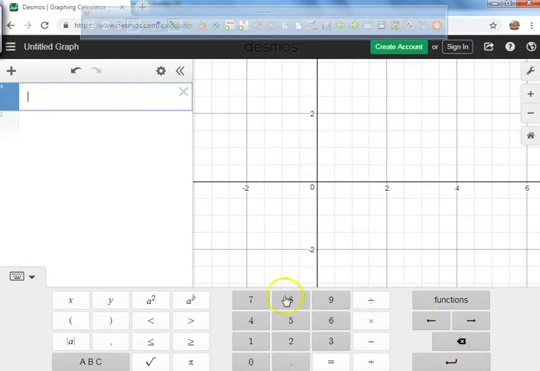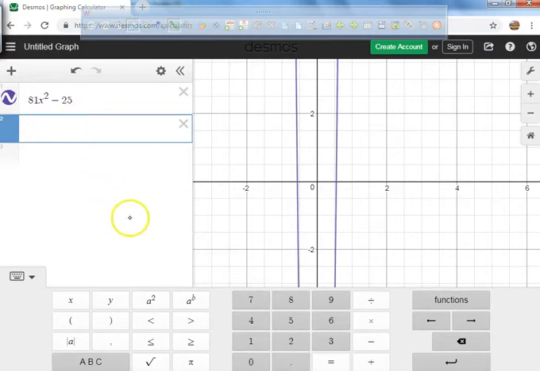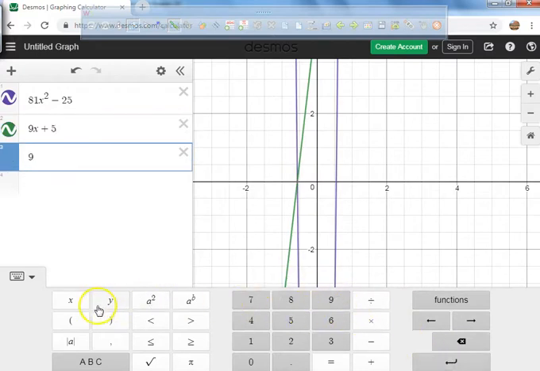I said 81x squared minus 25. And what was one of our factors? 9x plus 5, right? What does it do? Passes through the zero. That's what I want you guys to be able to do. And what would be the other factor for this one? 9x minus 5. Passes through the zero.